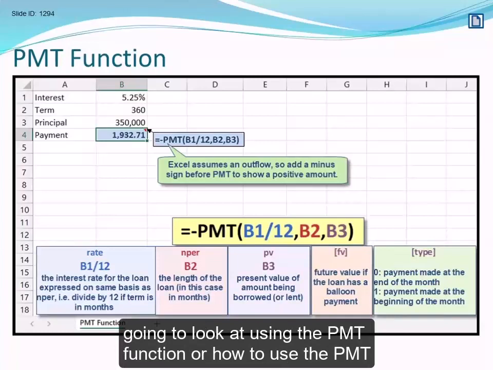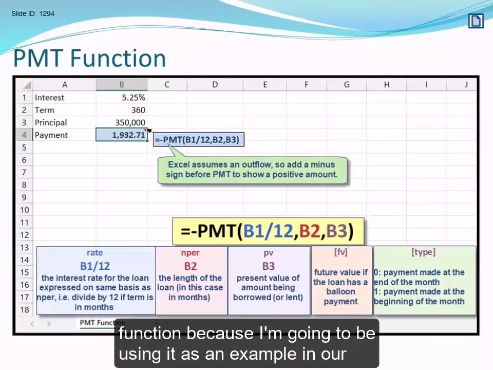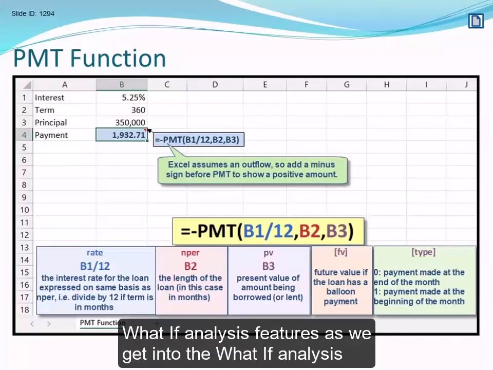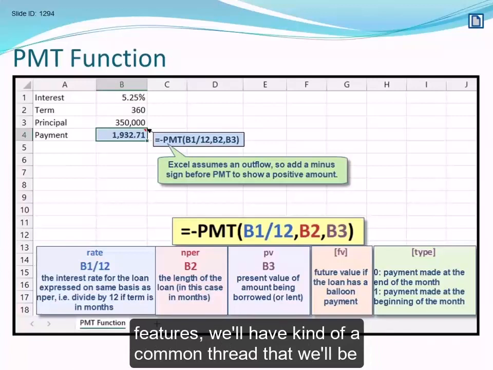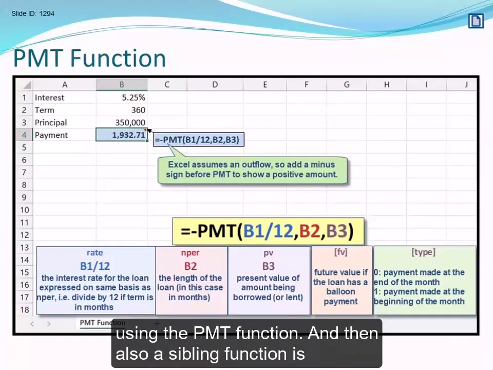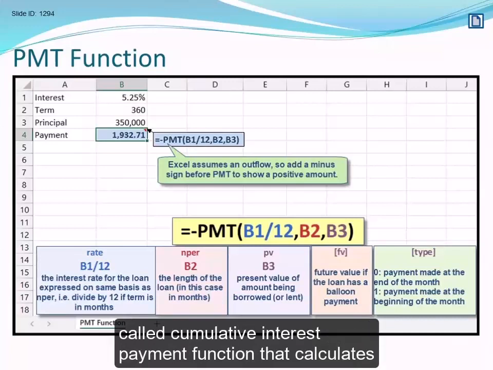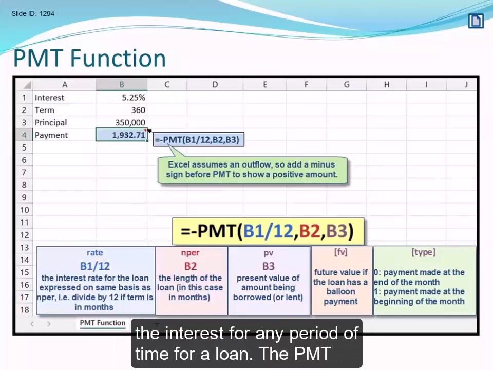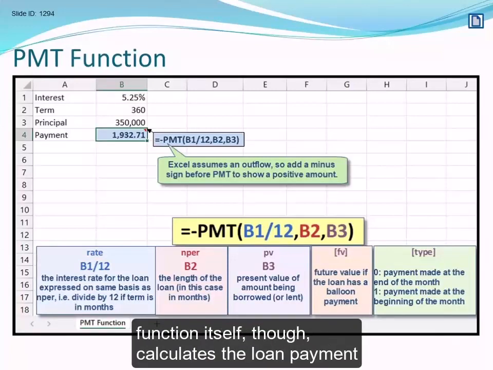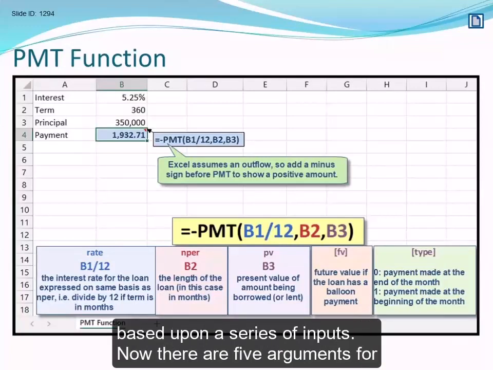We're going to look at how to use the PMT function, because I'm going to be using it as an example in our what-if analysis features. As we get into the what-if analysis features, we'll have kind of a common thread that will be using the PMT function, and also a sibling function called the cumulative interest payment function that calculates the interest for any period of time for a loan. The PMT function itself, though, calculates the loan payment based upon a series of inputs.